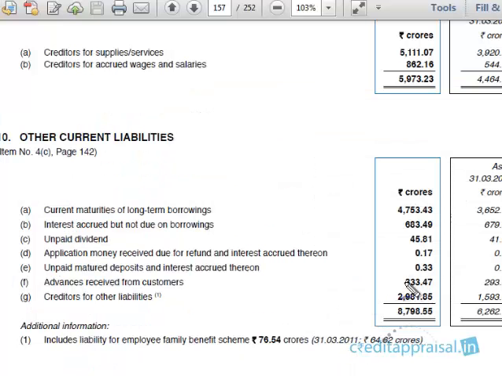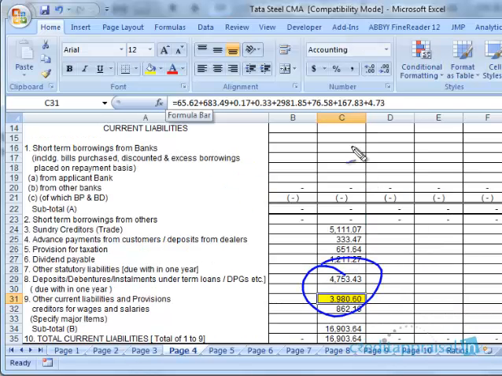Then there is a 2981. This is creditors for other liabilities. This we can put under the other current liabilities, right? Because we don't have any additional information. This we are going to classify under the current liabilities. 2981 crores. So this includes 2981 crores. This is the other current liabilities.